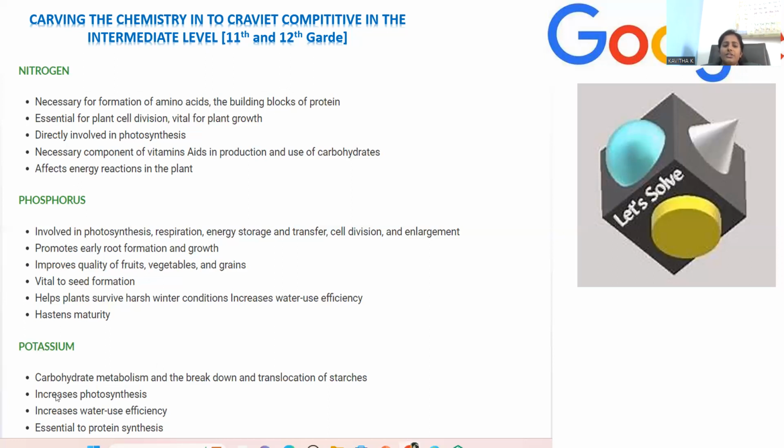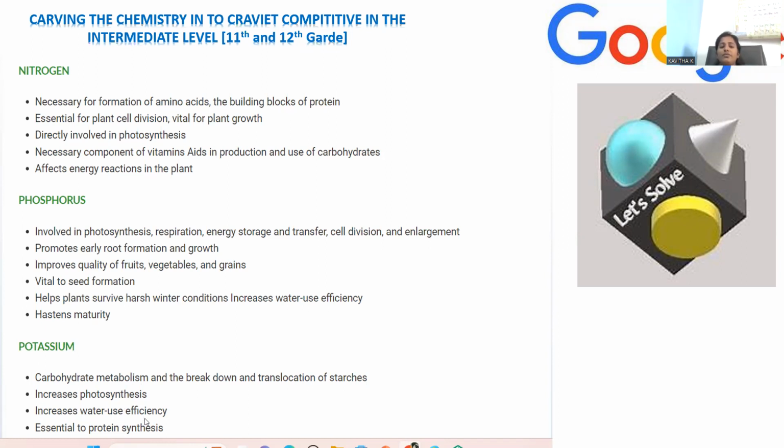Next is potassium. Carbohydrate metabolism is possible in the presence of potassium: the breakdown and translocation of starches. Starch is nothing but carbohydrate, an energy bank, right? Just like our bank is for money, here starch is the bank for energy. That is the way starch and carbohydrate metabolism is carried out by potassium. It increases photosynthesis; it will accelerate the process of photosynthesis.